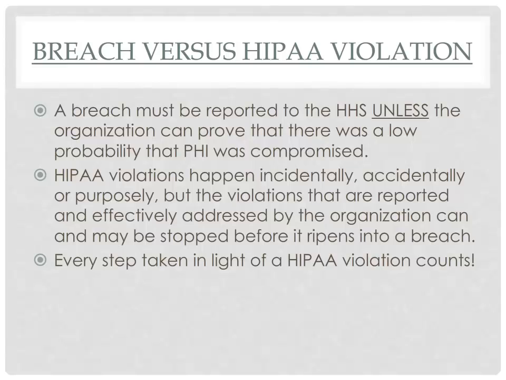What is the difference between a breach and a HIPAA violation? A HIPAA breach must be reported to the Department of Health and Human Services unless the organization can prove that there was a low probability that PHI was compromised. HIPAA violations, on the other hand, happen incidentally, accidentally, or purposely, but the violations that are reported and effectively addressed can and may be stopped before it ripens into a breach. Every step taken to address a HIPAA violation counts.